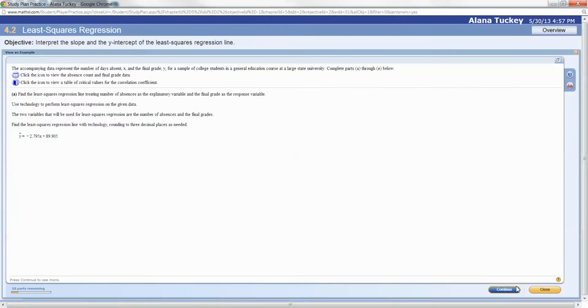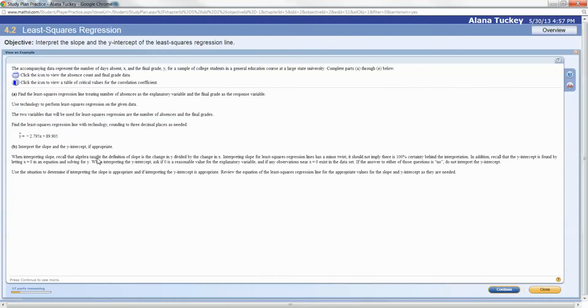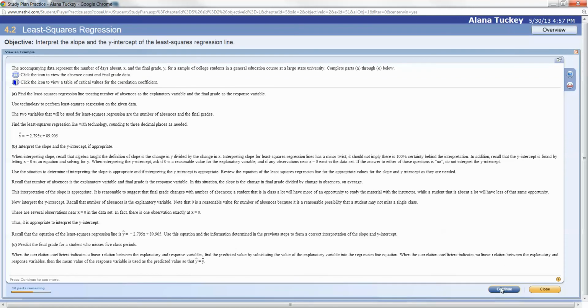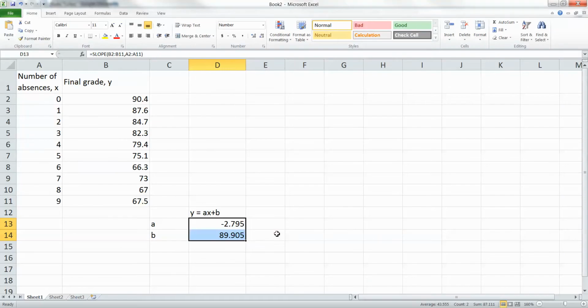Let's see what else they want to know. So I'm going to continue here. Oh, interpret the slope and the y-intercept if appropriate. Fine, wonderful, marvelous. We'll fast forward through all of that, and I'll just do it in Excel with you. Now they'll probably have some kind of multiple choice question for it, but we're going to explain it.